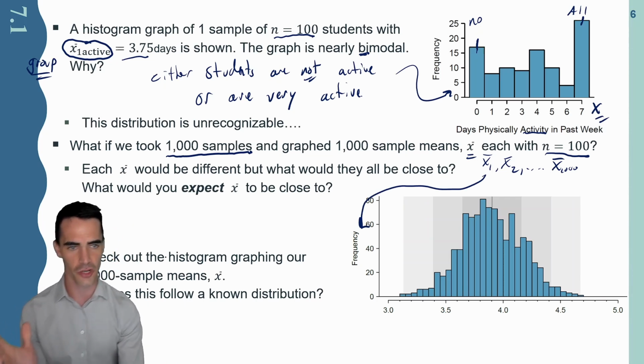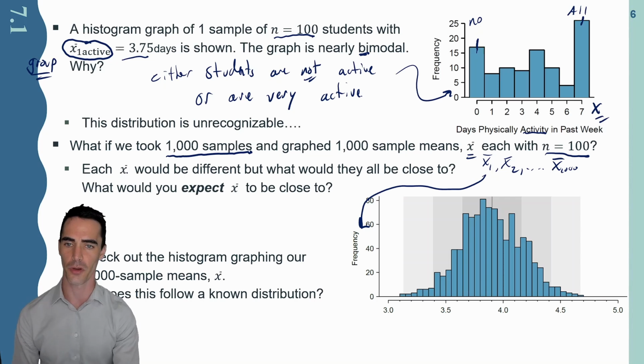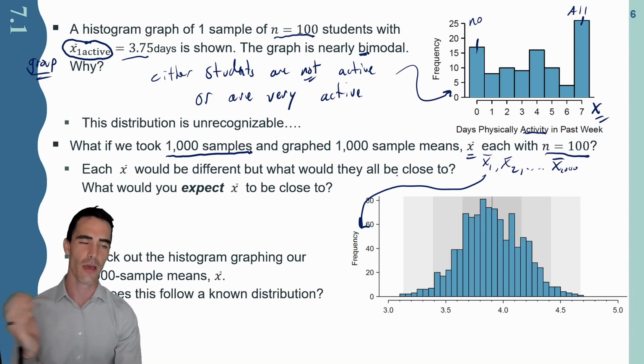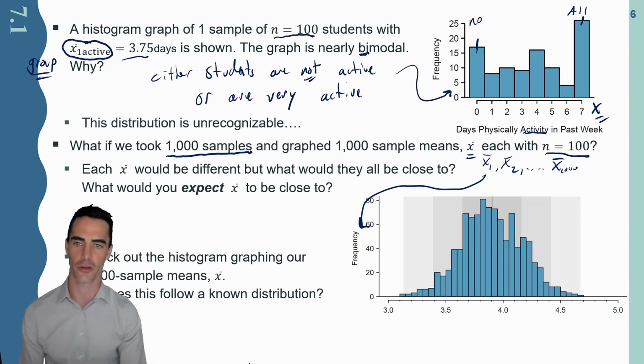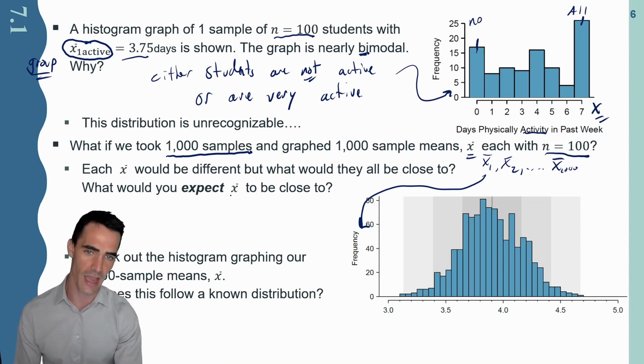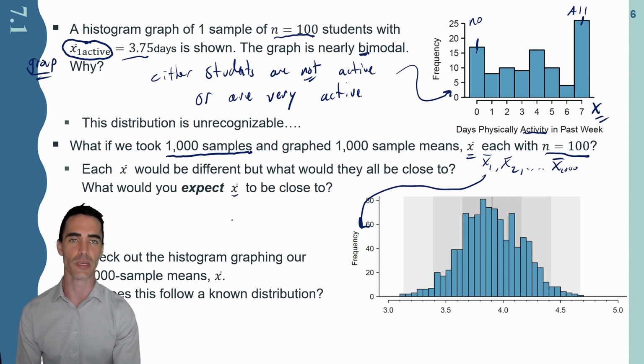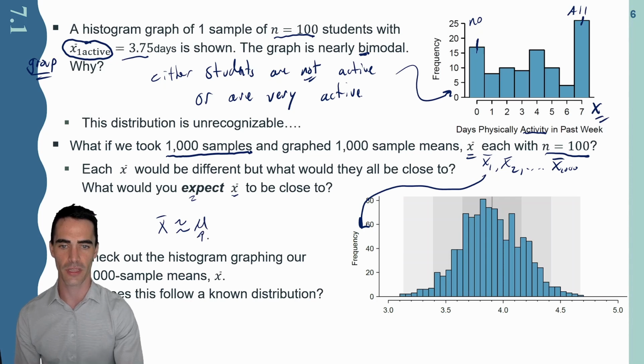And so a natural question arises. This is a fun point of trivia. Each x bar would be different, right? They're completely random, but they would all be close to a certain number. We would think they'd all kind of tend toward a certain direction. What would you expect the sample mean to be close to? Well, I would expect that x bar is close to the population average.